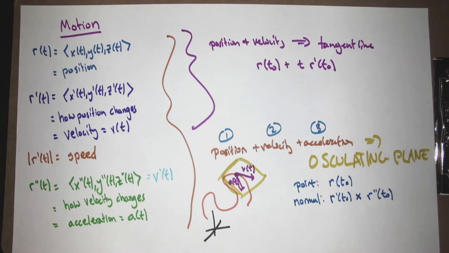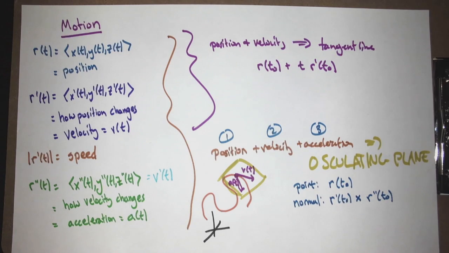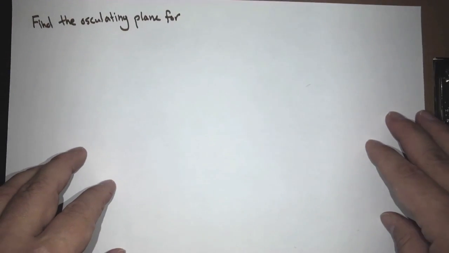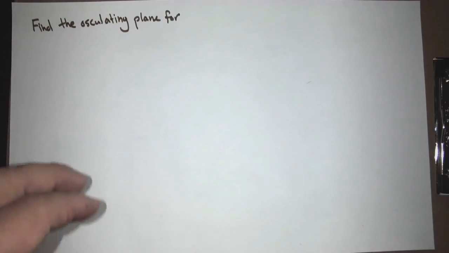All right, good. Well, let's try an example, shall we? Any questions before we move to our example? We did tangent lines, so our new thing is osculating planes. Okay. All right. Find the osculating plane for, oh, it's a blank. That means we get to make up a problem.